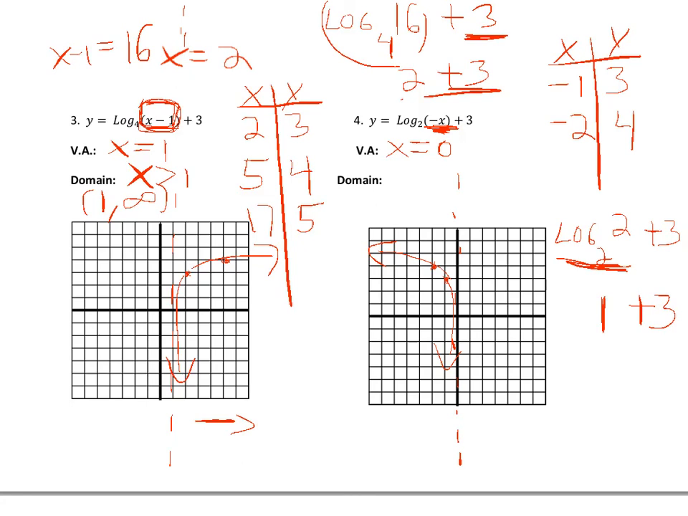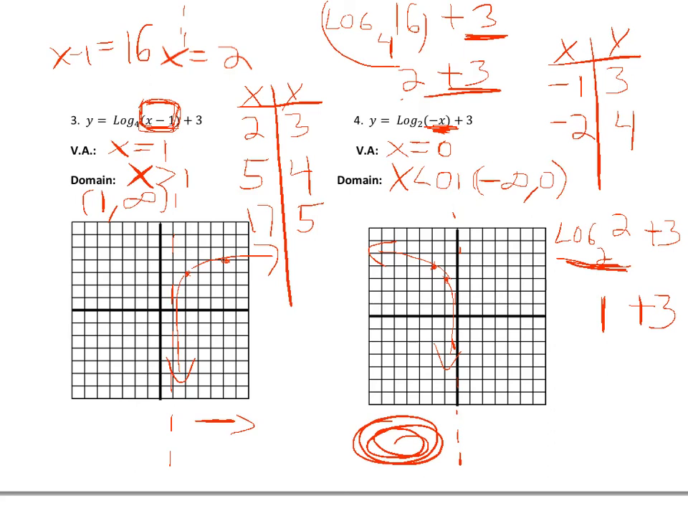So now when I do the domain, now I'm over here in the negatives. This is the domain. It's going to be x is less than 0. Or if I put it in interval notation, negative infinity to 0. And I always use parentheses because it doesn't hit that VA.